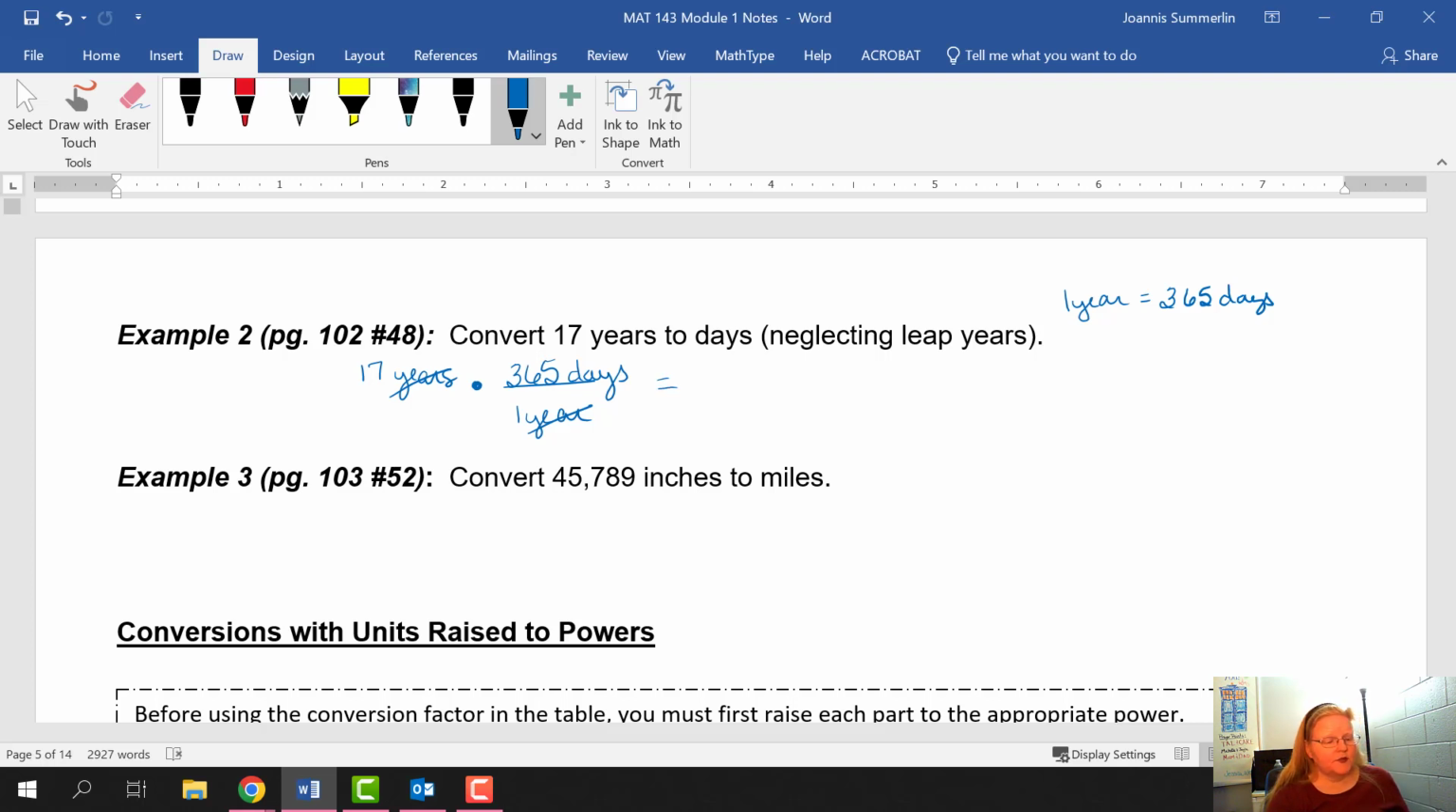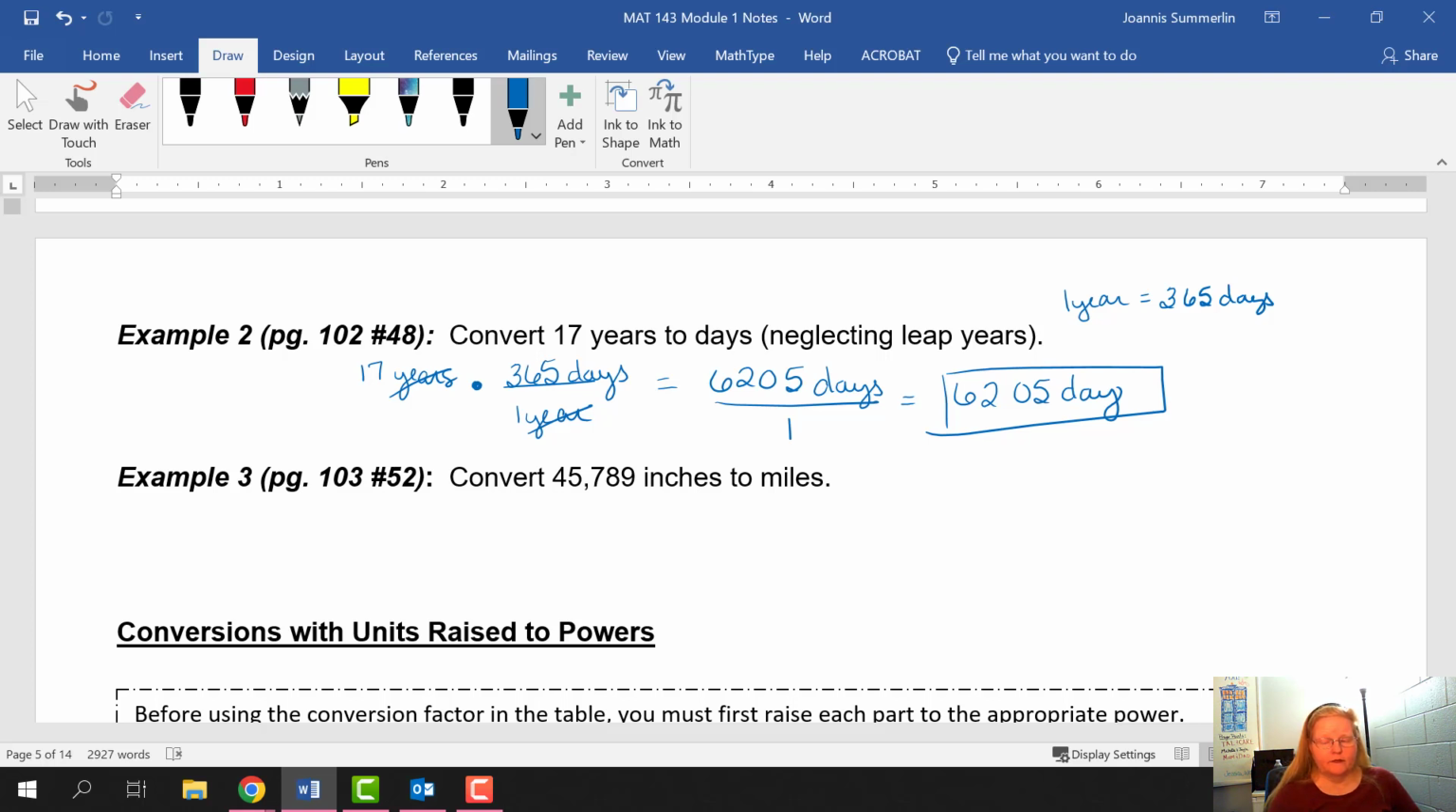17 times 365 is 6,205 days over 1, which is just 6,205 days. That's not bad. See? Rolling right on along. Then they want us to convert 45,789 inches to miles.